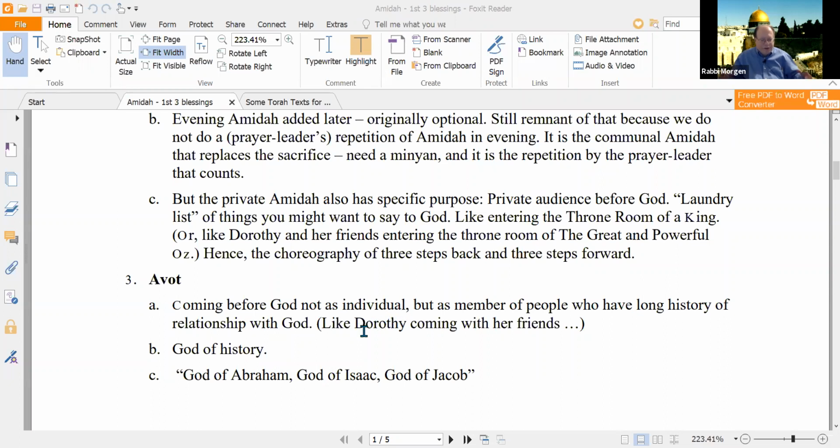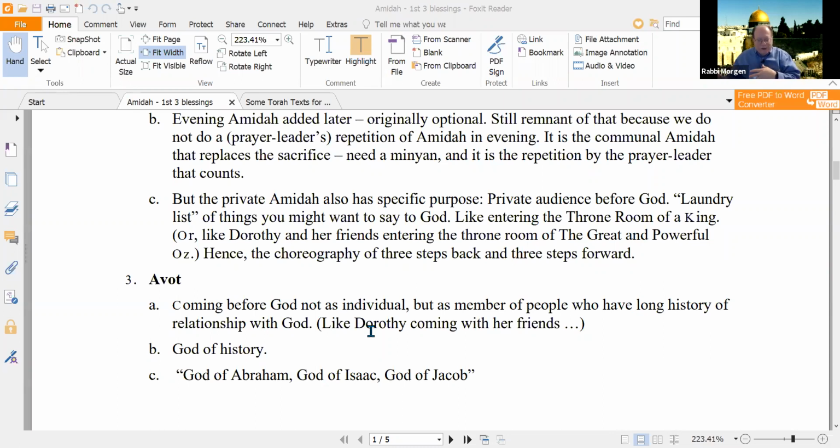And so the very first thing we do when we come in to introduce ourselves to God in this private audience is to say, you, God, you remember us because you had a relationship with Abraham, Isaac, and Jacob. And now in our modern egalitarian world, we add also that God had a relationship with Sarah, Rebecca, Rachel, and Leah, the 4 mothers.